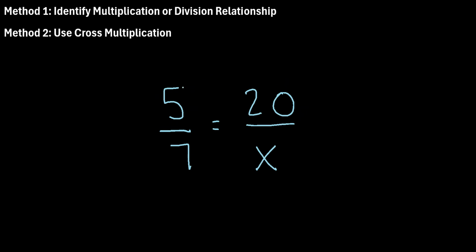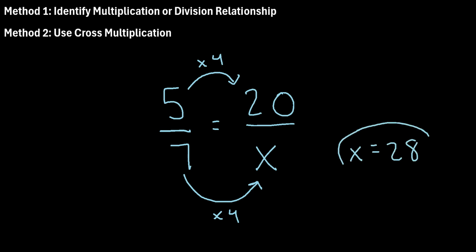So in other words, can we multiply 5 by something to get 20? Yeah, we can multiply 5 by 4 to get 20. So 5 times 4 is 20. So that means this first method worked out. So we're going to use method 1. So what that tells us is if we multiply this 5 by 4, we need to multiply this 7 by 4 as well to get this denominator. So what is 7 times 4? That's 28. So x must be equal to 28. And that's our final answer.